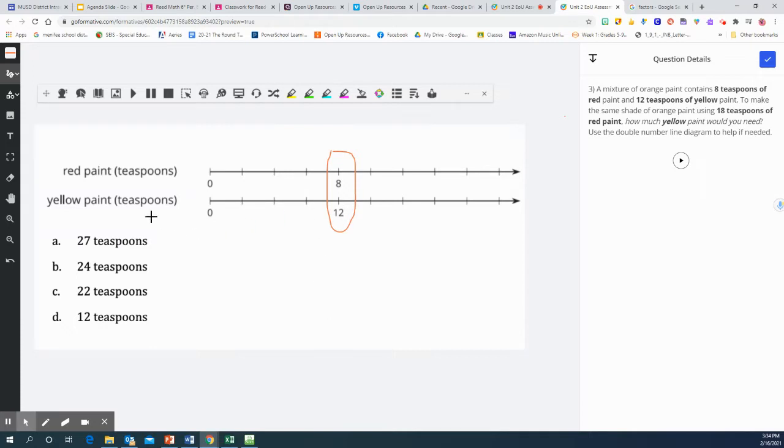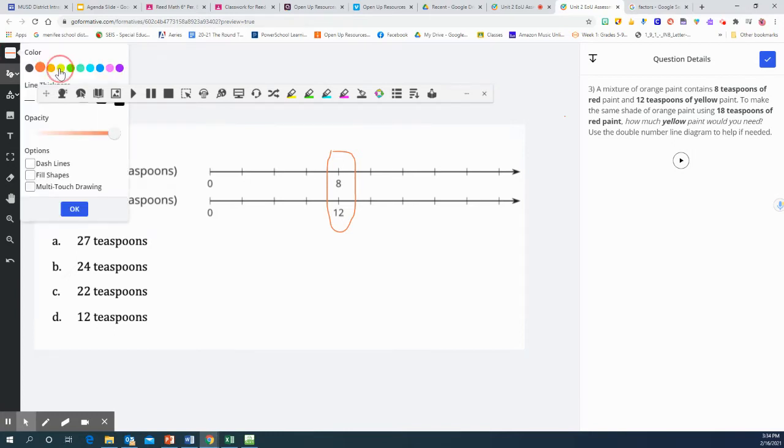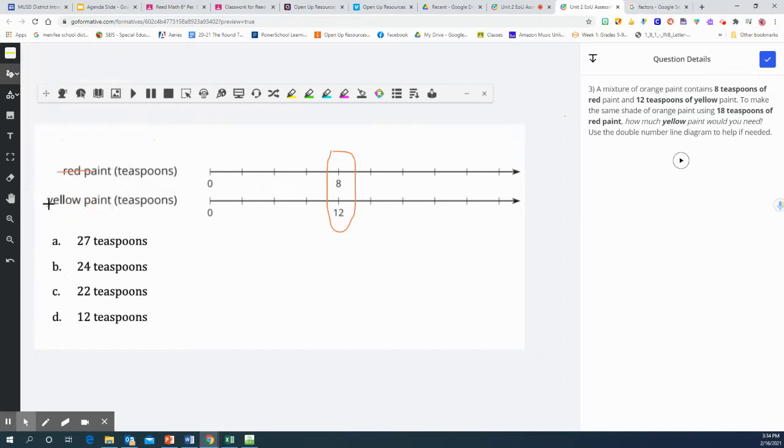So we're increasing, and I'm going to type with the T, and I'm going to place this down here because we're talking about our red paint here. This is red paint, right? And I'm going to click up here and color this one yellow just so you can clearly see which one's which. This is yellow paint. Yellow is on the bottom, red is on the top.